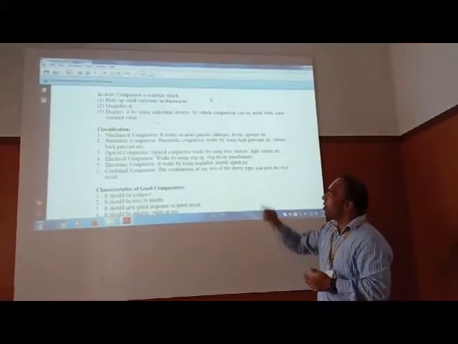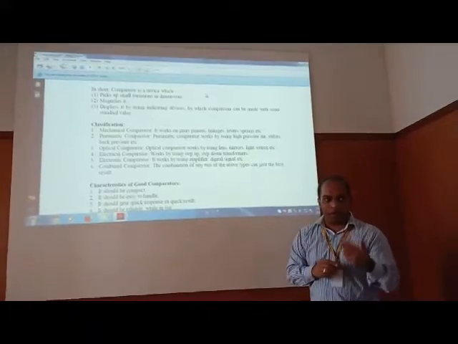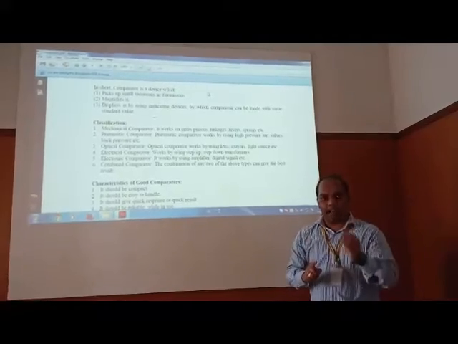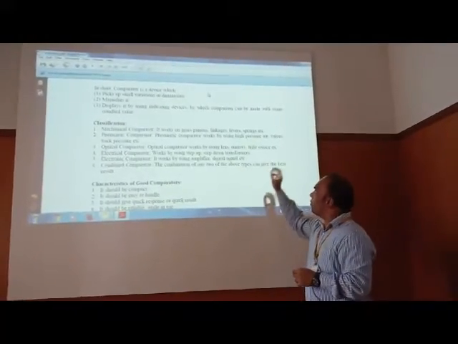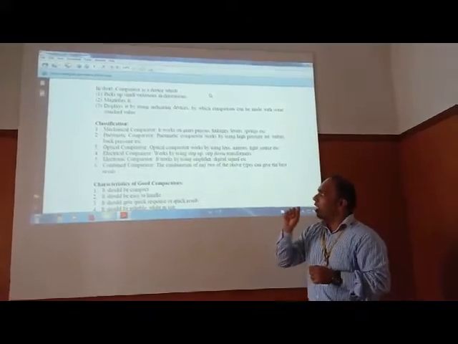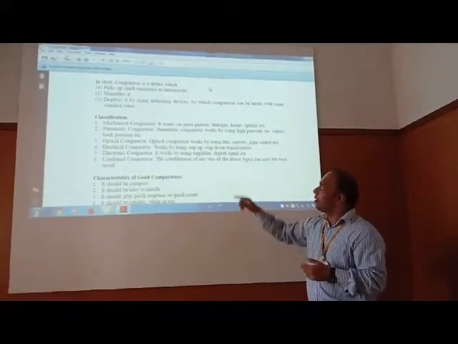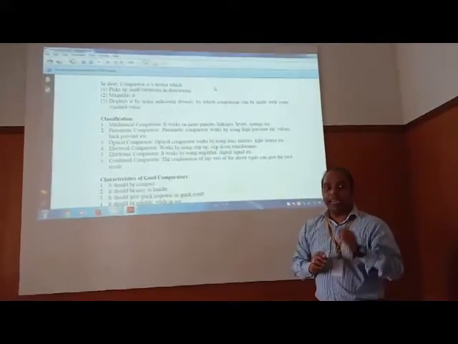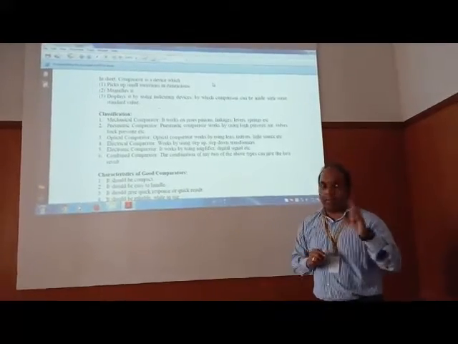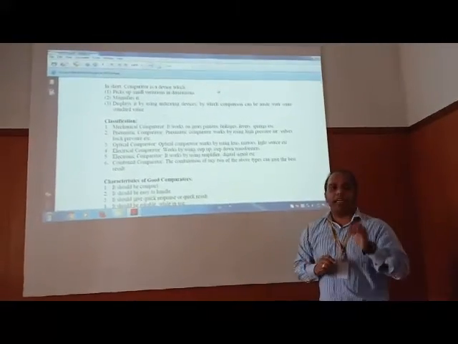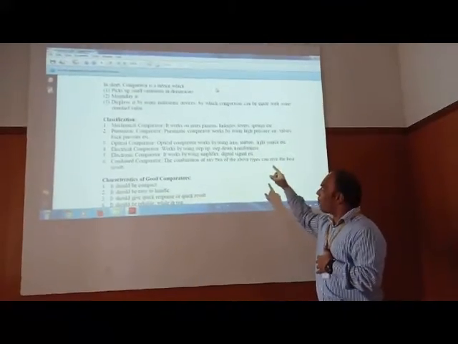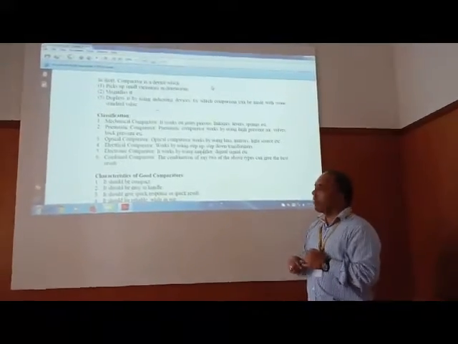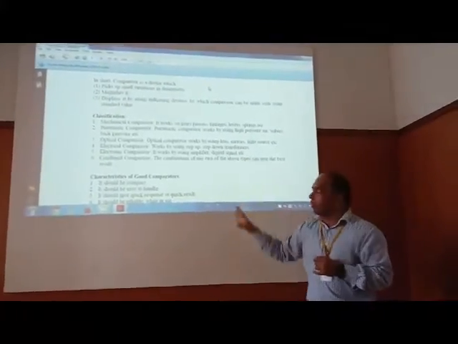Classification we are going to see. A mechanical comparator works, as we have already spoken, on gear pinion, linkages, levers and spring. A pneumatic comparator works using high pressure air, valves and back pressure. An optical comparator works using lens, mirrors, light source, etc. An electrical comparator works using step up, step down transformers. Electronic comparators work by using amplifier, digital signal, analog signal, etc. And a combined comparator is the combination of any two systems together.